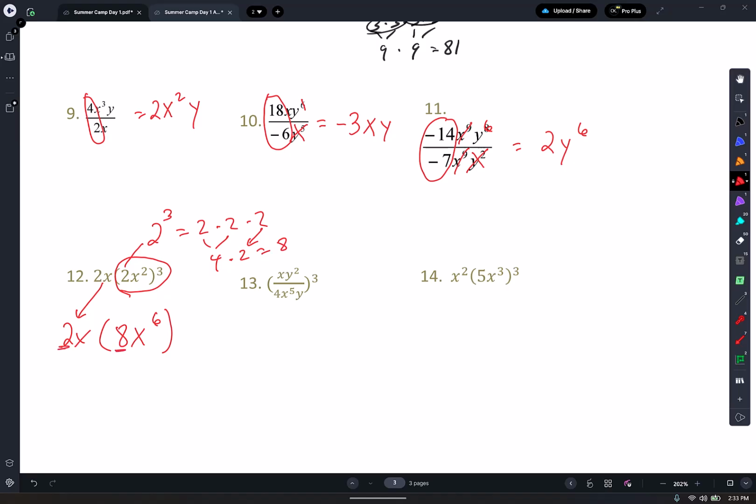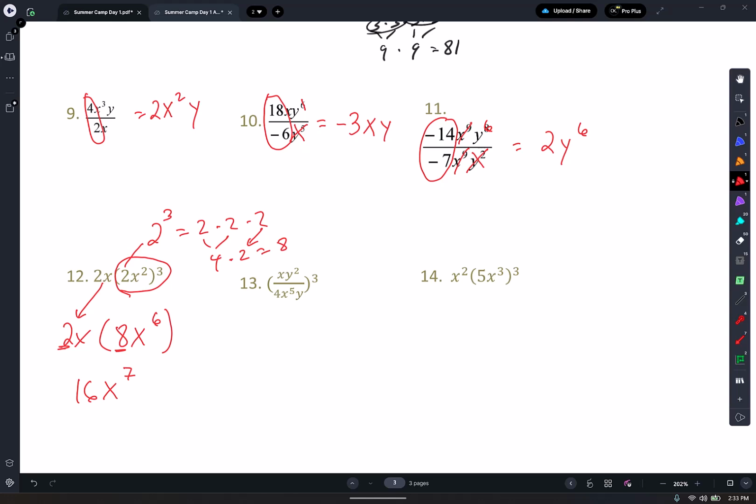What's 2 times 8? 16. I have 1 x on the left, 6 x's on the right, so it's going to be x to the 7th. You could have also left it as 2 to the 4th. 2 times 2 is 4, 4 times 2 is 8, 8 times 2 is 16. Are we okay so far, guys? All right, we're almost done.